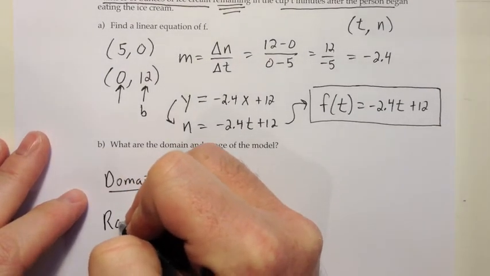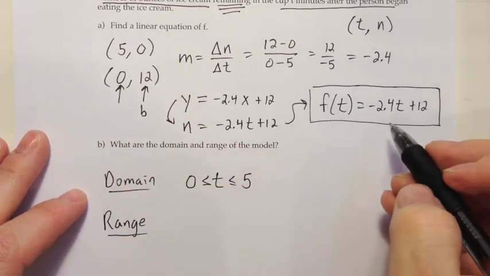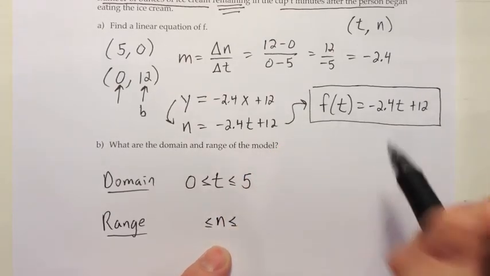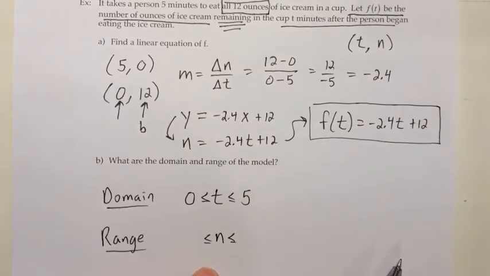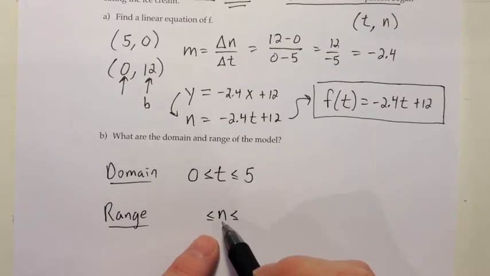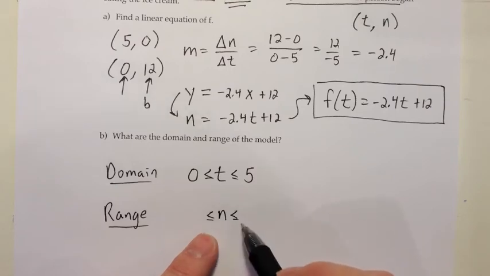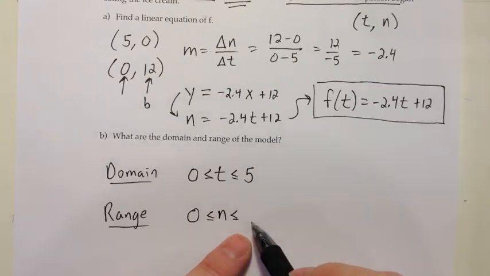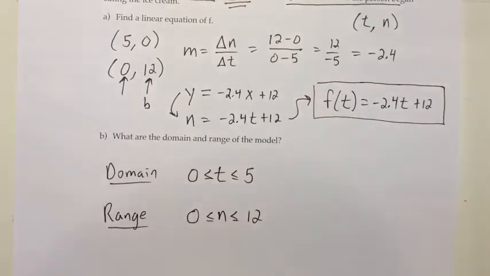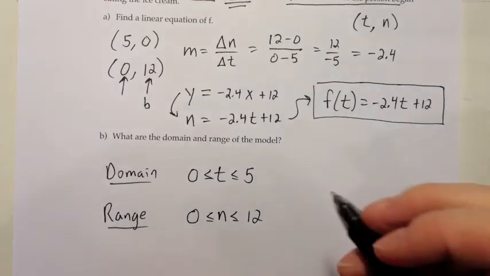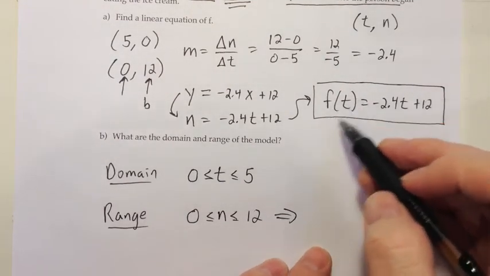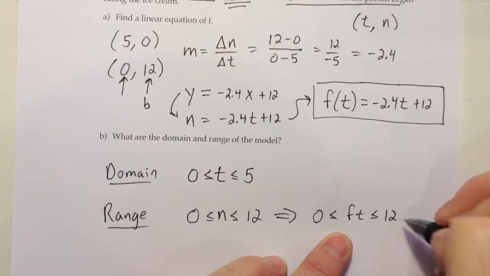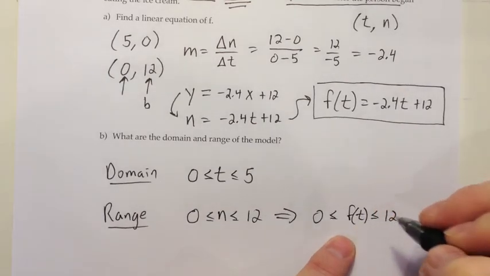And then for the range, you would think about the output variable, which in this case would be n or f of t. I'll go ahead and put the n. Though since n is actually a variable we introduced, I think we'll want to get rid of that and replace it by f of t eventually. But what's the smallest amount of ounces of ice cream that was ever in the cup? 0 when we were done. And what's the largest amount of ice cream that was ever in the cup? There was 12 ounces there when we start. So n is somewhere in between 0 and 12. And again, they asked us to use the output in function notation, so I would just rewrite it and say f of t is somewhere in between 0 and 12. Whoops. f of t with those parentheses.